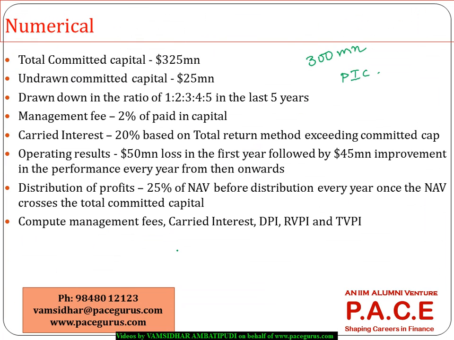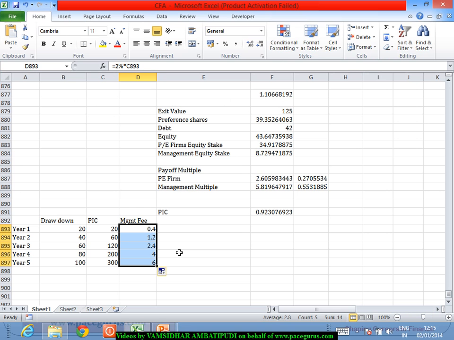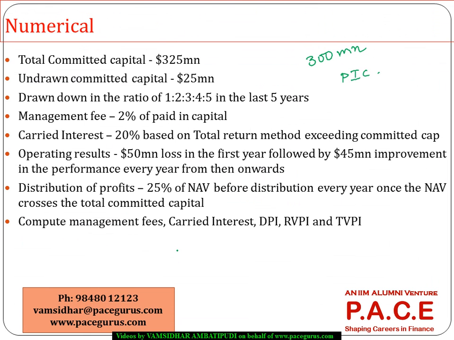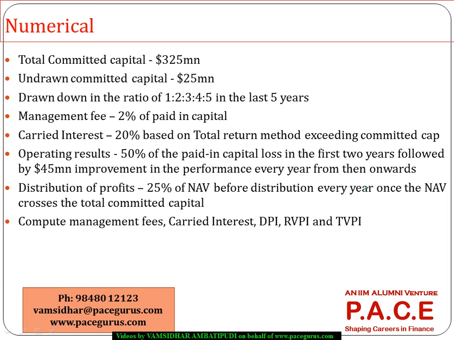So we'll take up the total return, and we'll try to compute the carried interest, which is exceeding the committed capital itself. Now looking at the operating results for each of these years, what we are seeing is 50% of the paid-in capital loss in the first 2 years, followed by a $45 million improvement in the performance every year from then onwards.